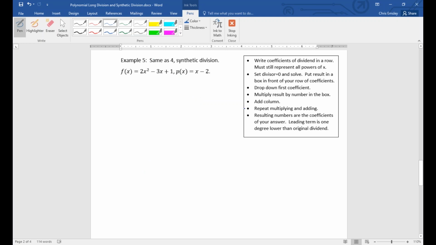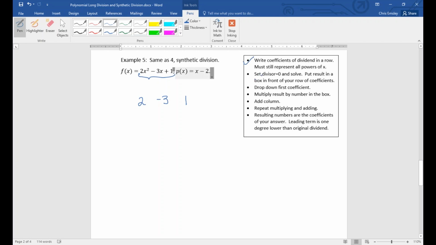synthetic division. And I made some little bullet points over here to the side. The first thing you need to do is write the coefficients of your dividend in a row, and you still have to remember to represent all powers of x. Okay, so coefficients of our dividend right here. I'm just going to write the numbers, not the variables. My first coefficient is a 2, and then a -3, and then a 1.